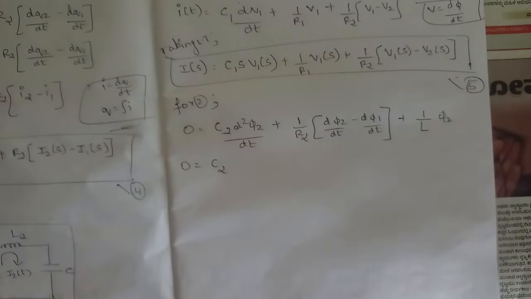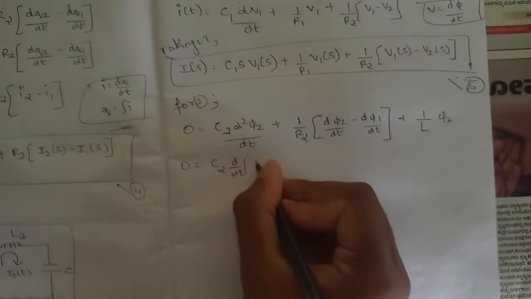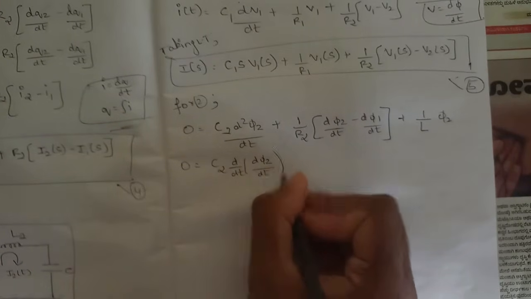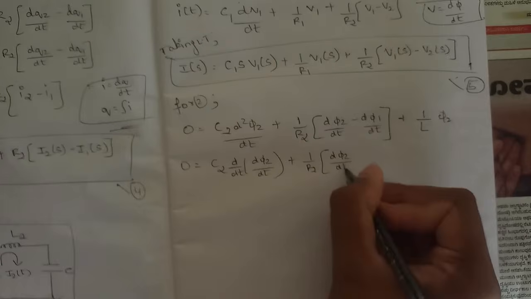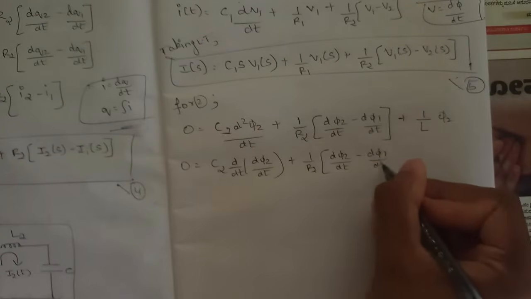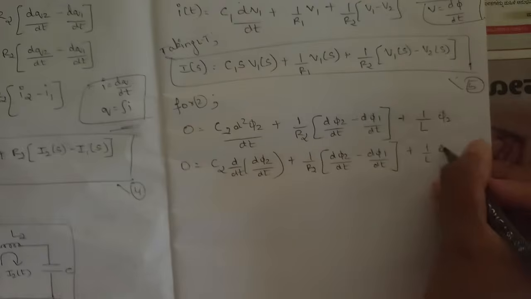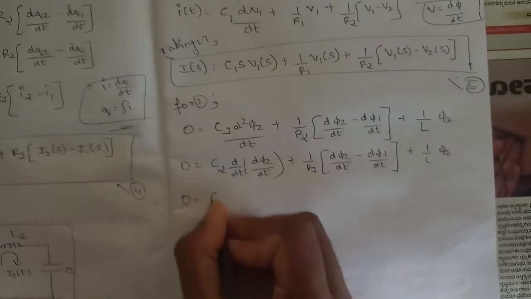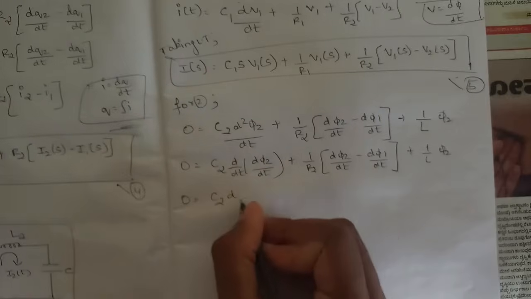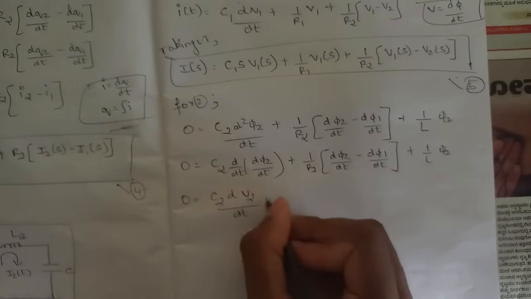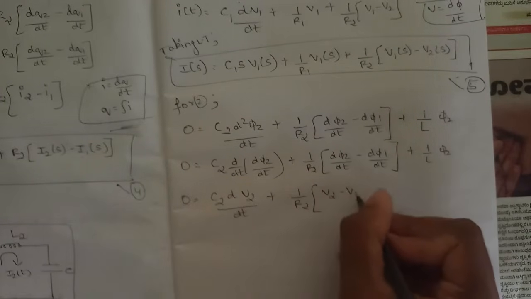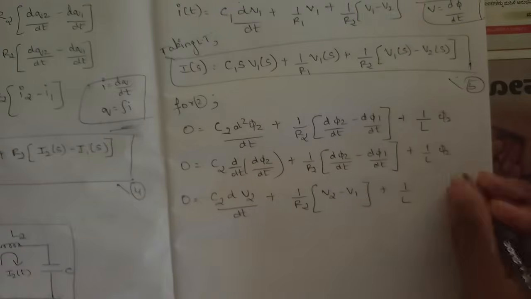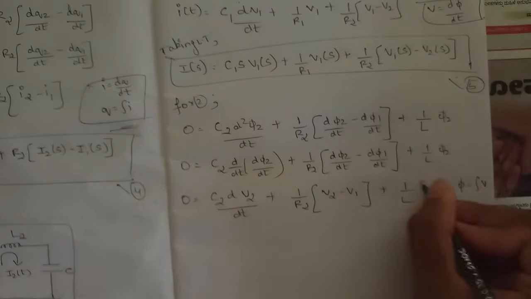C2 into d by dt of d phi 2 by dt, plus 1 by R2 into d phi 2 by dt minus d phi 1 by dt, plus 1 by L into phi 2. So we know that v is equal to d phi by dt, so we have C2 into dV2 by dt plus 1 by R2 into V2 minus V1 plus 1 by L into, we know that phi is equal to integration of v, right? So phi 2 would be integration of V2.